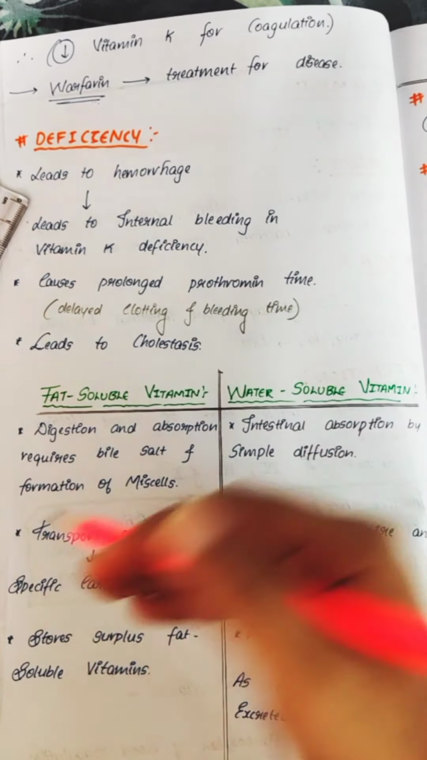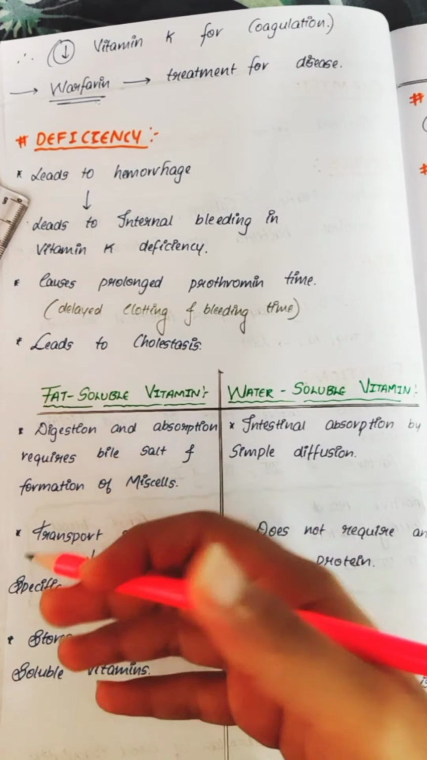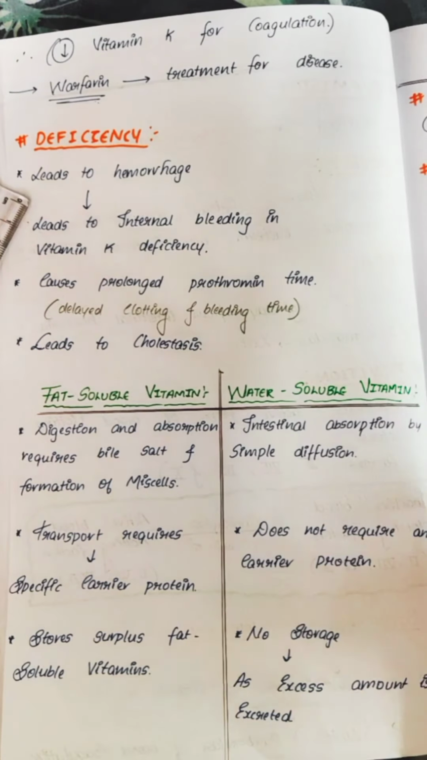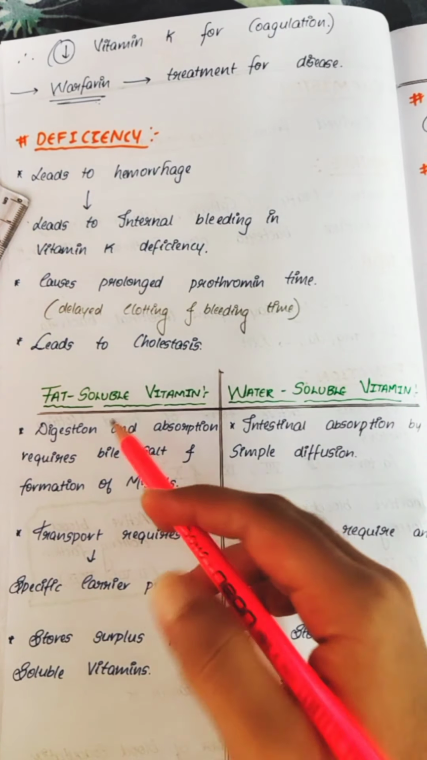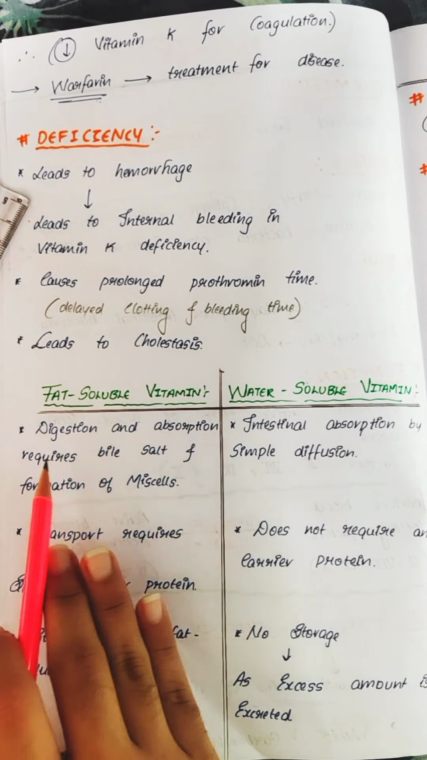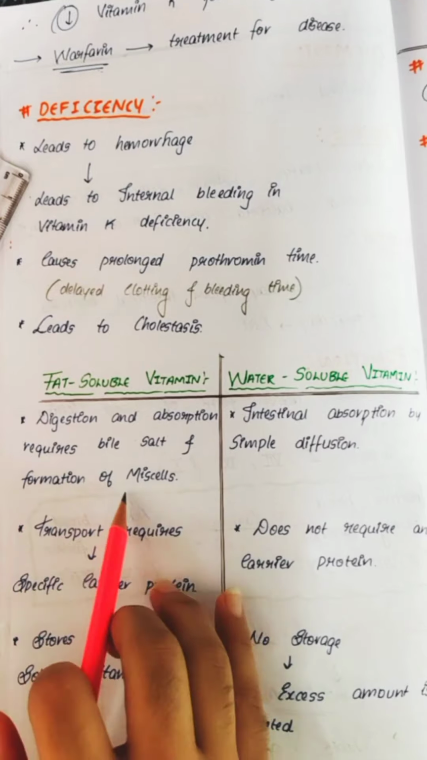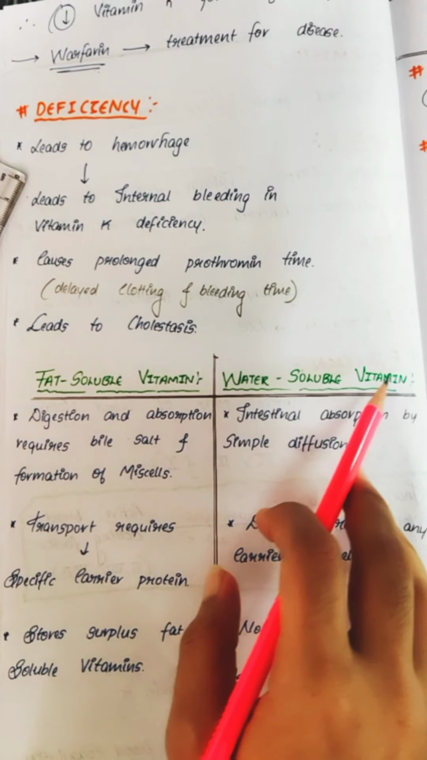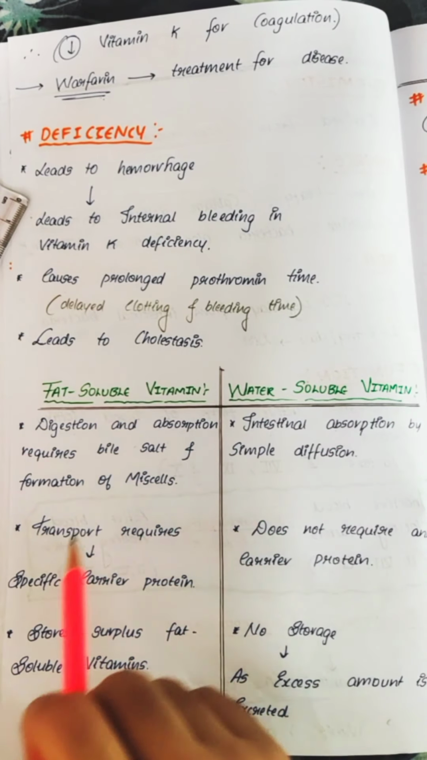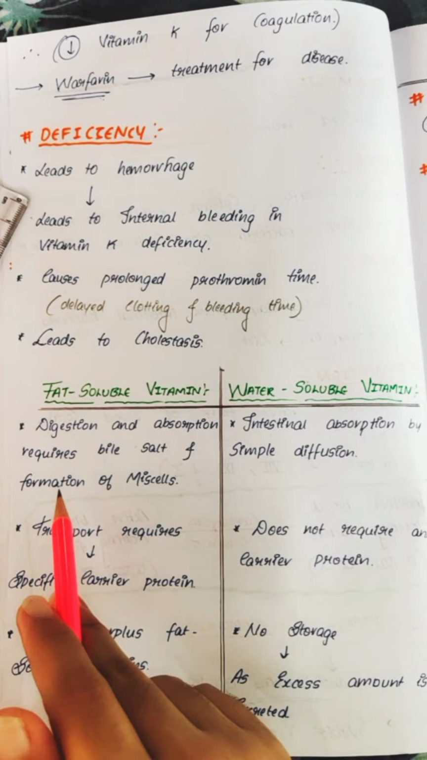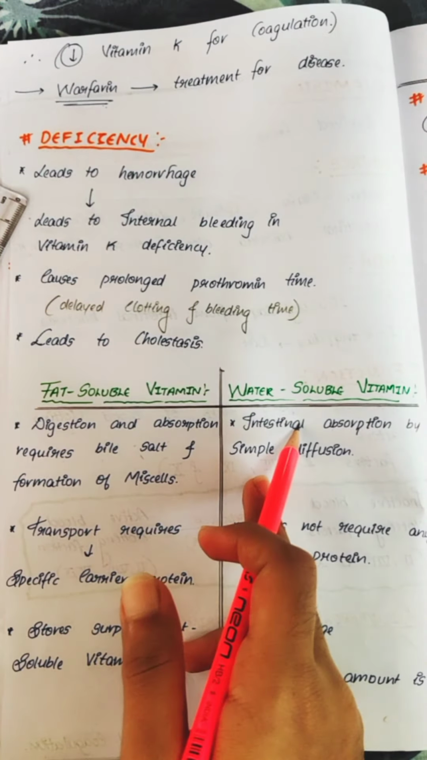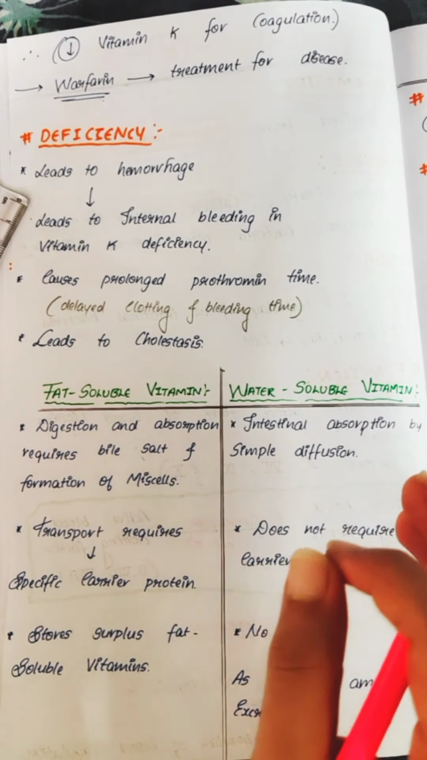Now we'll see some differences between the fat soluble vitamins, that is A, D, E, K, and the water soluble vitamins, that include the B complexes as well as vitamin C. Fat soluble vitamins require bile salt and formation of micelles for digestion and absorption. But in water soluble vitamins, intestinal absorption takes place by diffusion. They only require simple diffusion.